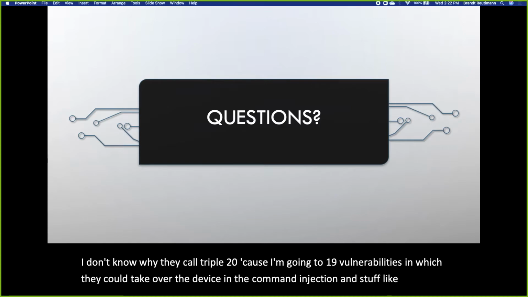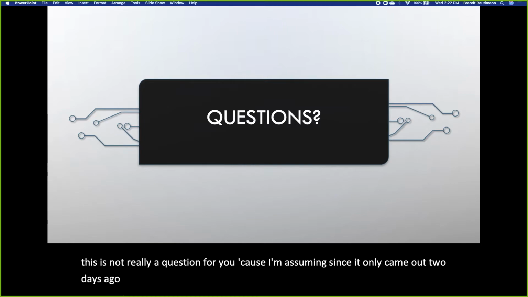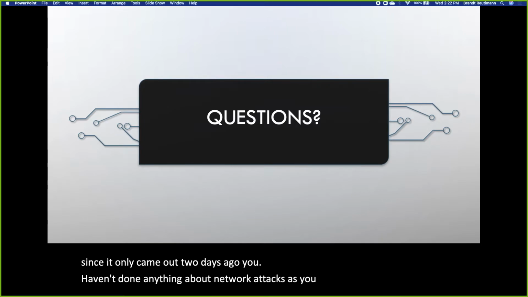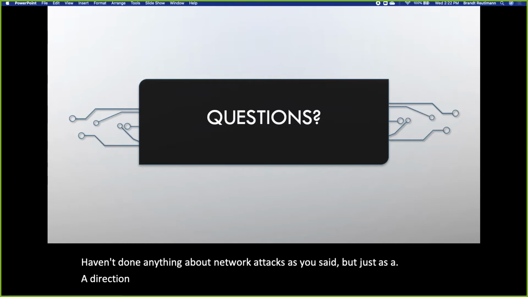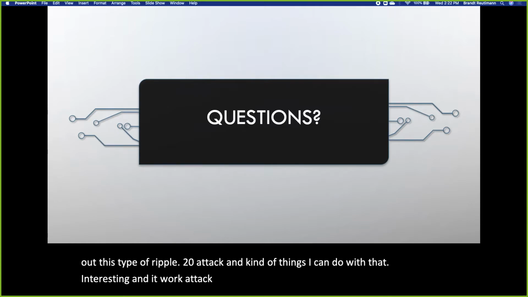So this is not really a question for you, since it only came out two days ago and you haven't done anything about network attacks, as you said. It's just a direction that Luis and Saja might want to look at in the future, to check out this type of Ripple20 attack and the things it can do. Yeah, interesting, a network attack in a SCADA system. So that was more of a comment than a question.